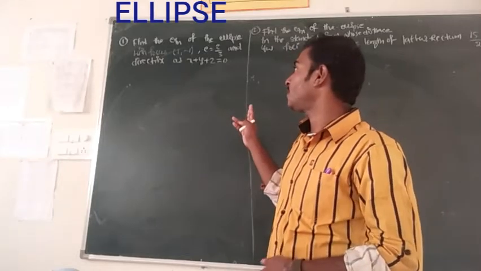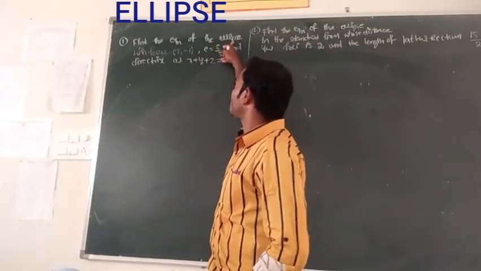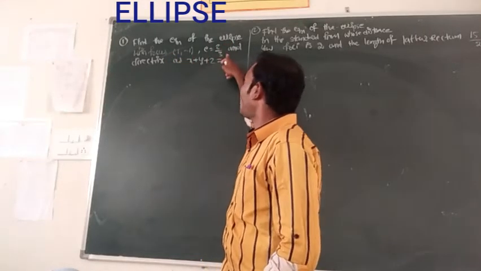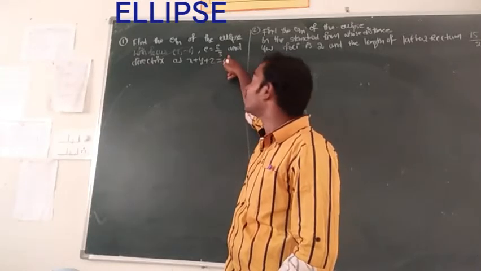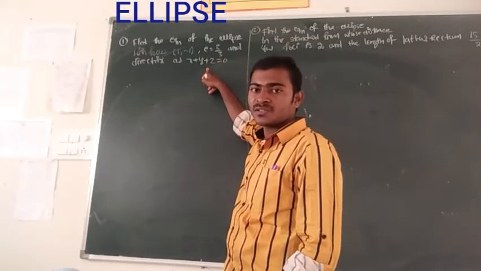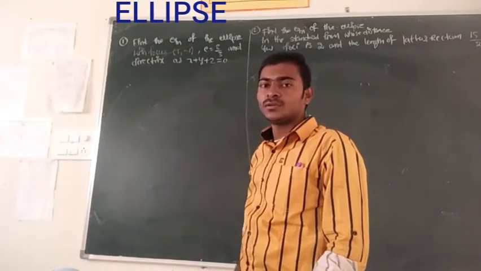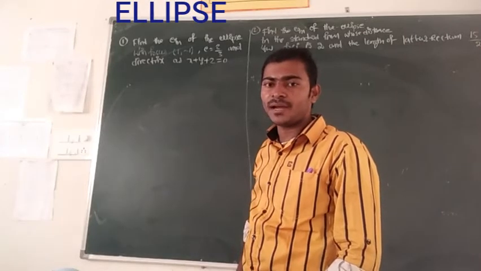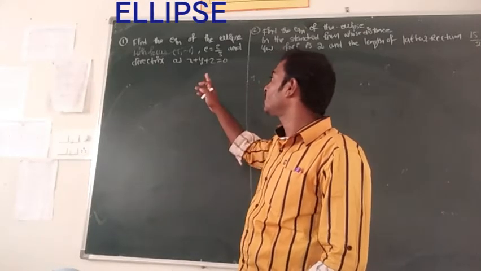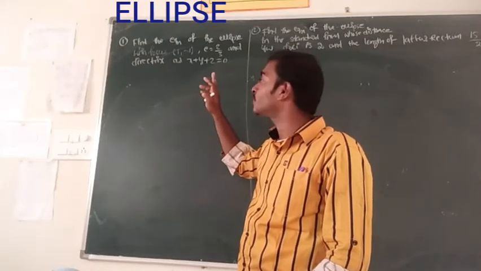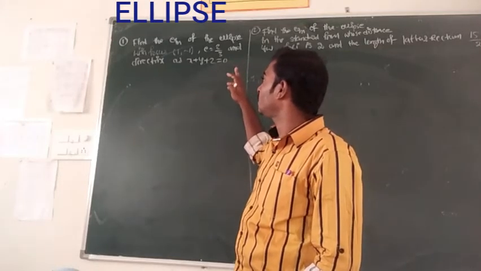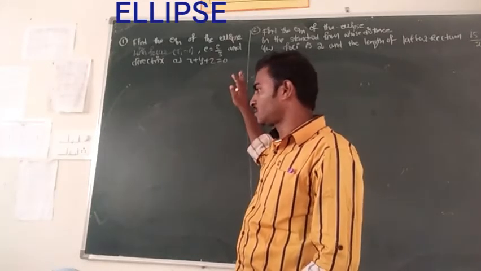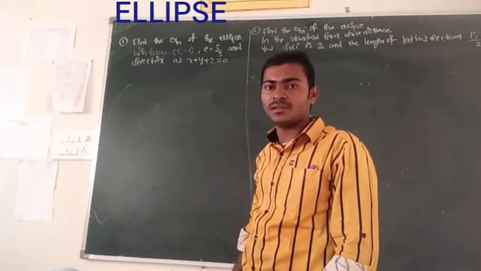Now the first problem is: find the equation of the ellipse with focus (1, -1) and eccentricity e equal to 2 by 3 and directrix x plus y plus 2 equal to 0. Find the equation of the ellipse. Clearly they have asked us to find the equation of the ellipse, with the focus (1, -1), e equal to 2 by 3 and directrix x plus y plus 2 equal to 0. By using those key points we have to find the equation of the ellipse.